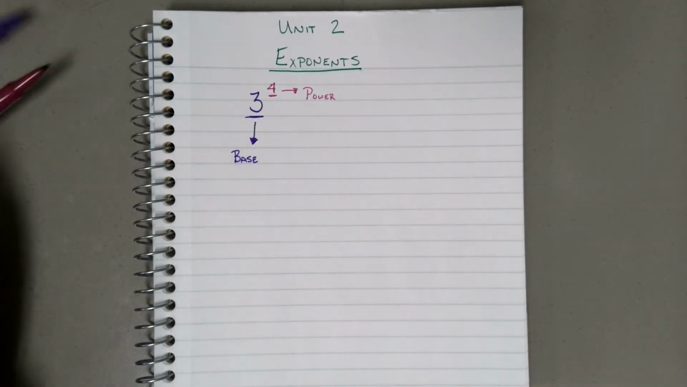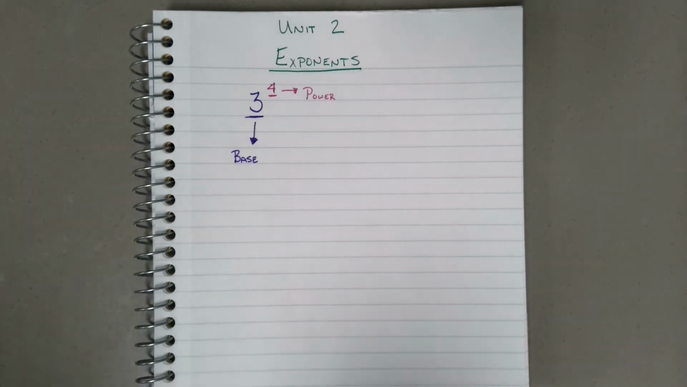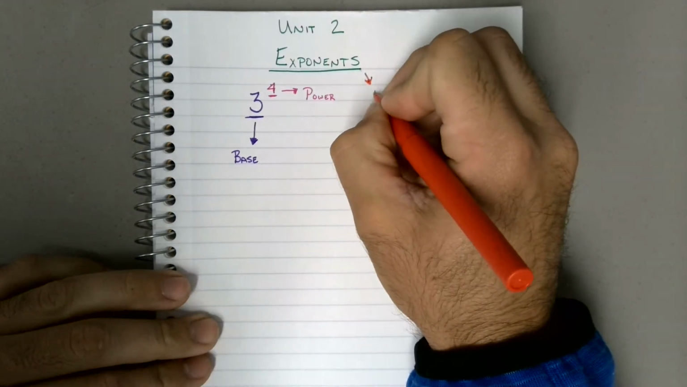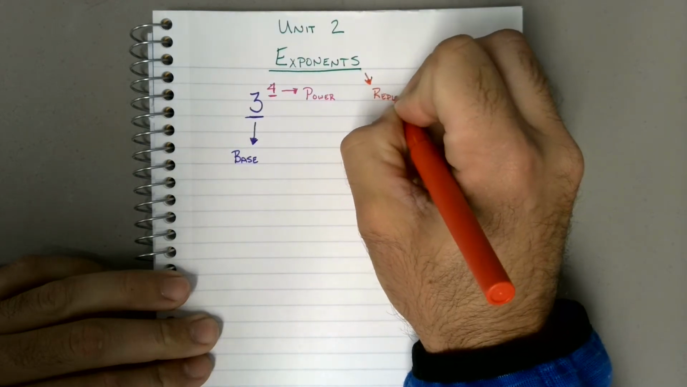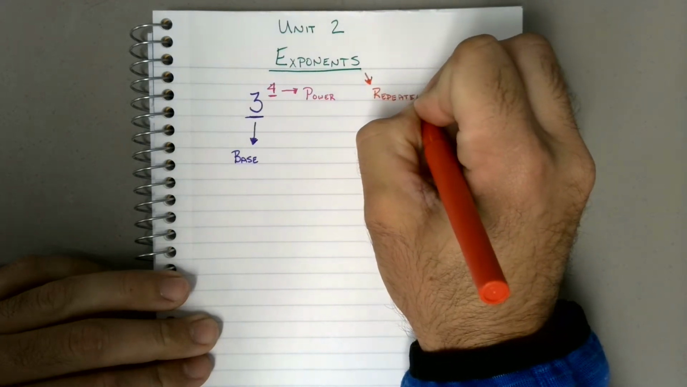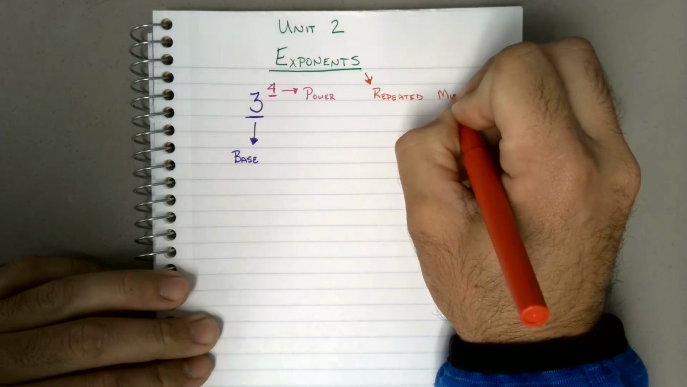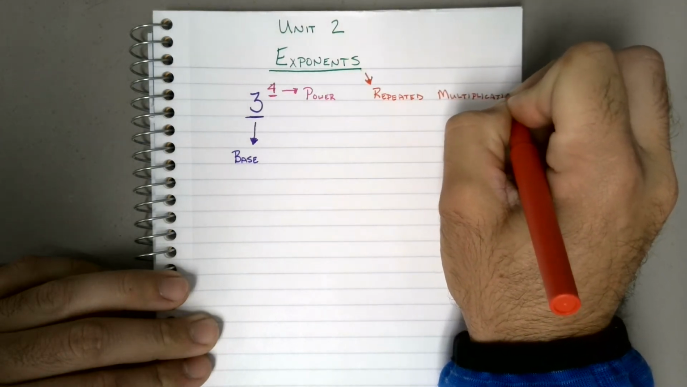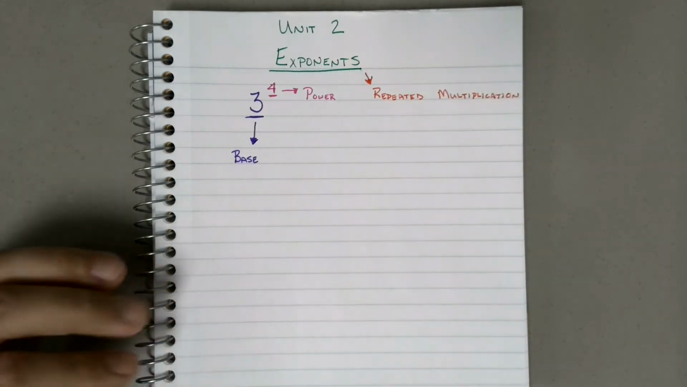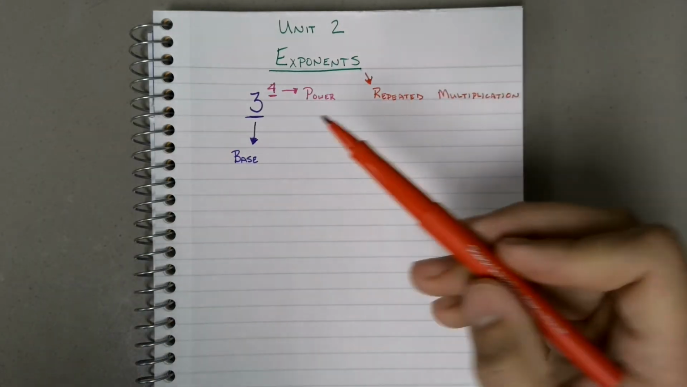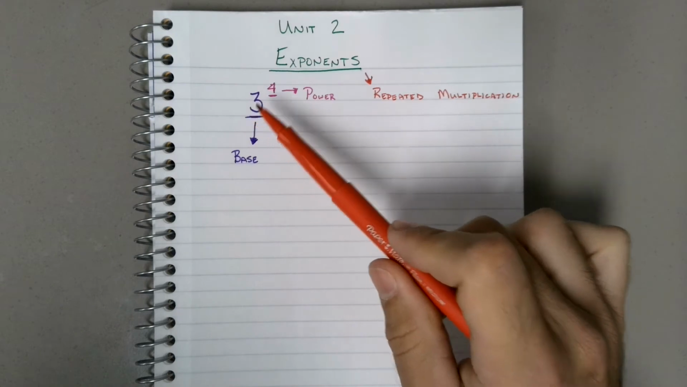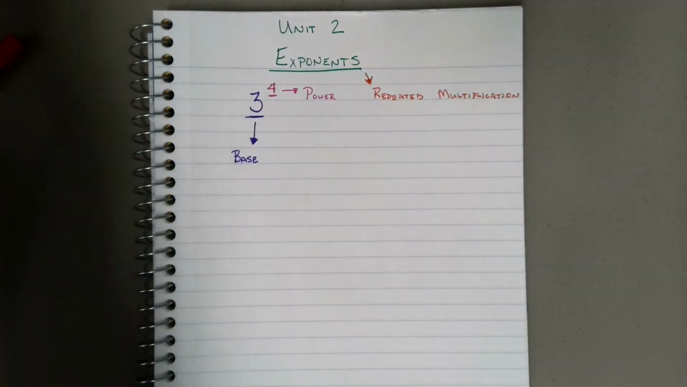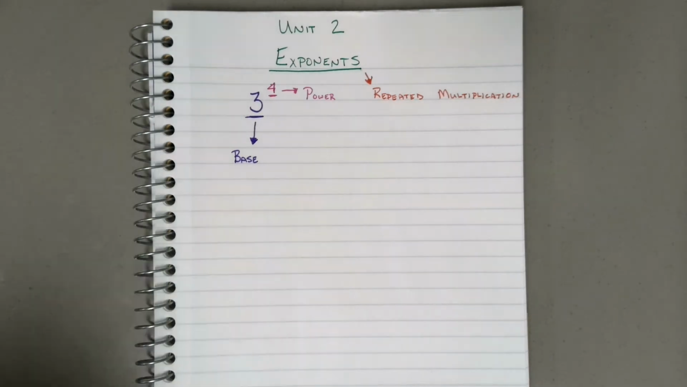So what are exponents, okay? Exponents are repeated multiplication. All right, so it's multiplication that's repeated over and over and over again. So what does that mean? 3 to the 4th power means we're going to multiply 3 by itself 4 times. Okay, and I'll show you guys an example of that.